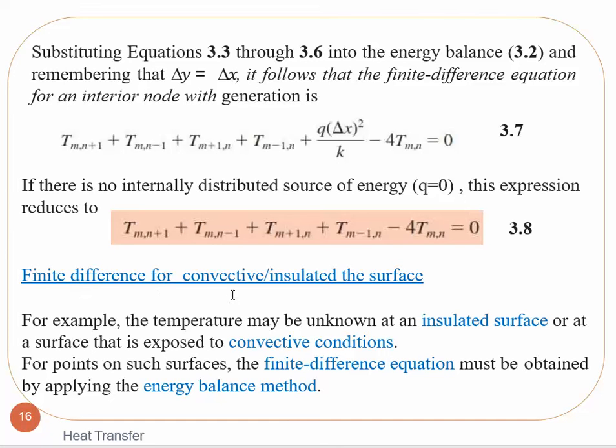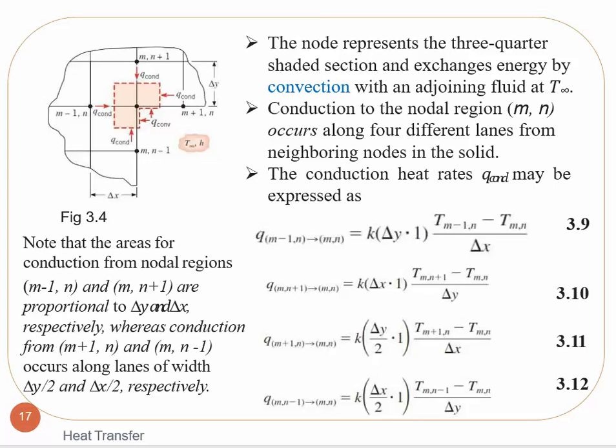Finite difference for a convective or insulated surface. For example, the temperature may be unknown at an insulated surface or at a surface that is exposed to convective conditions. For points on such a surface, the finite difference equation must be obtained by applying the energy balance equation. Here we take the example of a node representing the three-quarter shaded section, exchanging energy by convection with the adjoining fluid at T infinity, and the conduction to the node region m, n occurs along four lanes from the neighboring nodes in the solid.